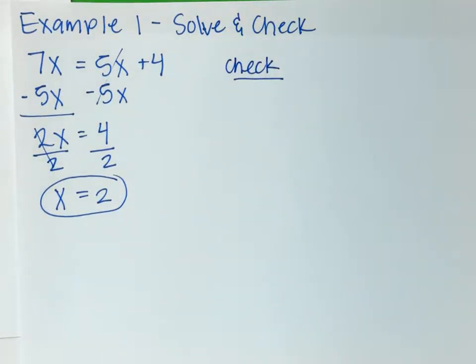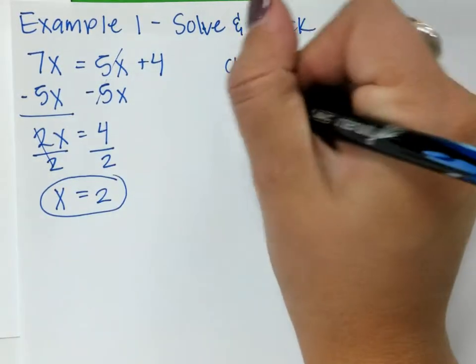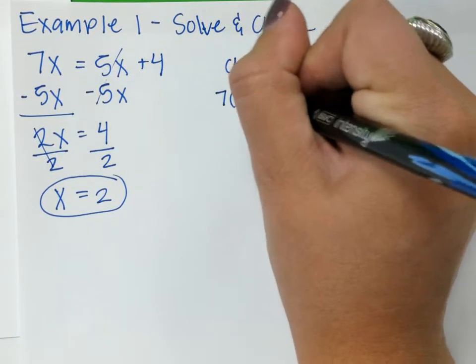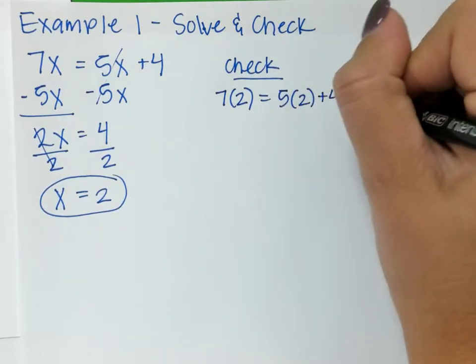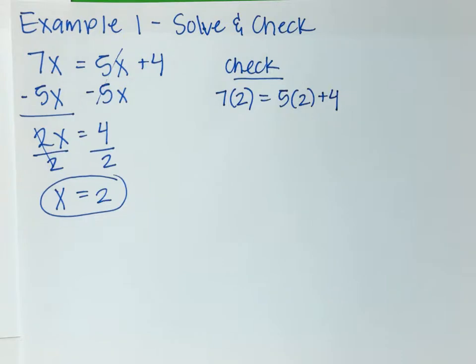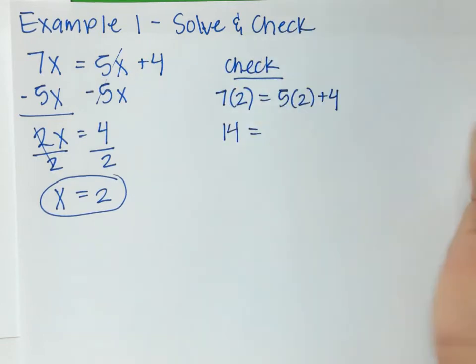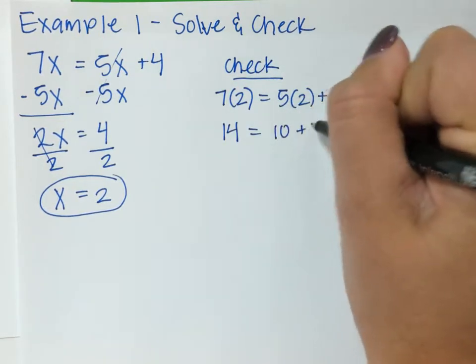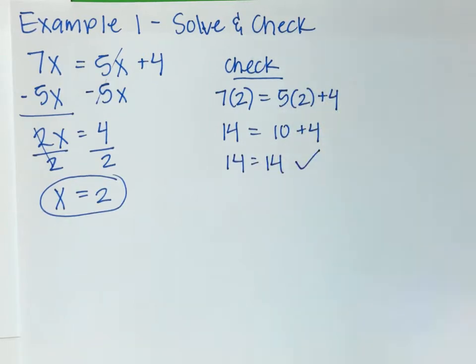I'm just going to go ahead and plug in my number for x instead of copying down my equation. Is that okay? Okay. So remember, if I'm checking it, I'm just plugging in 2. So that means I have 7 times 2 equals 5 times 2 plus 4. What is 7 times 2? 14. So that gives me 14 is equal to 10 plus 4. So I know my answer is correct.